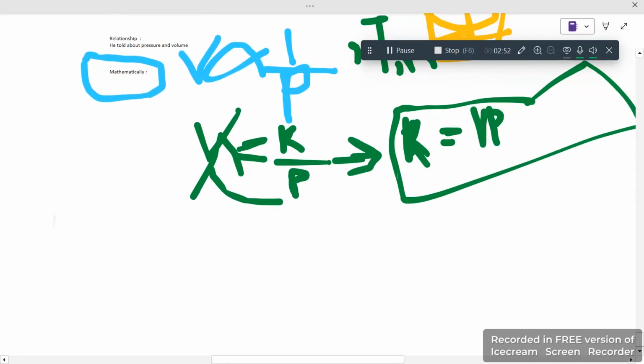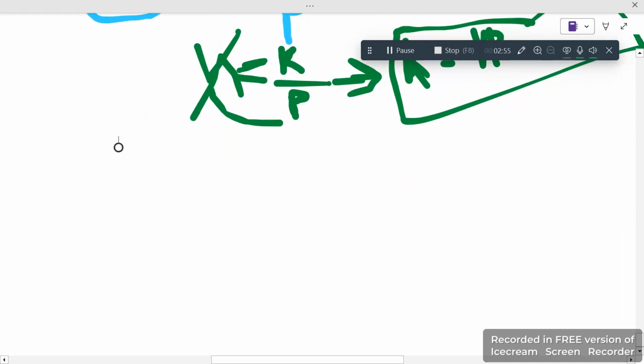Let me tell you one more thing: if I say k is constant, we know arithmetically we have division, multiplication, addition. When we multiply, we call this a product. So by looking at this constant k in the multiplied form, we derived another definition: the product of pressure and volume.